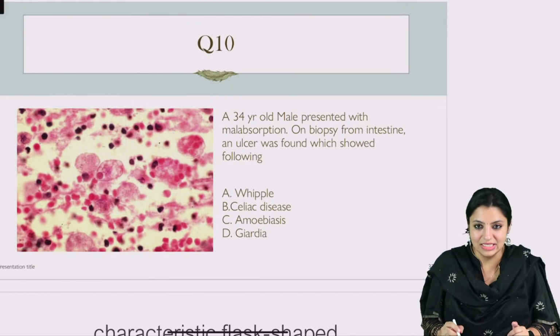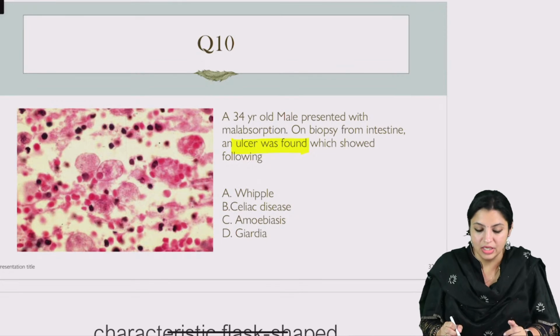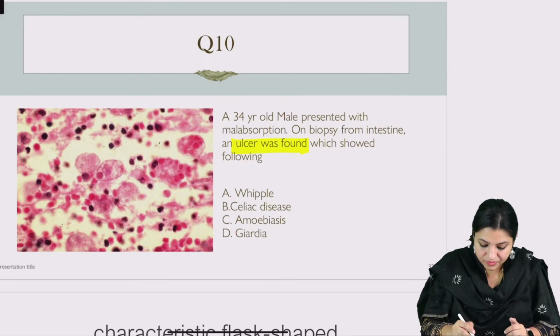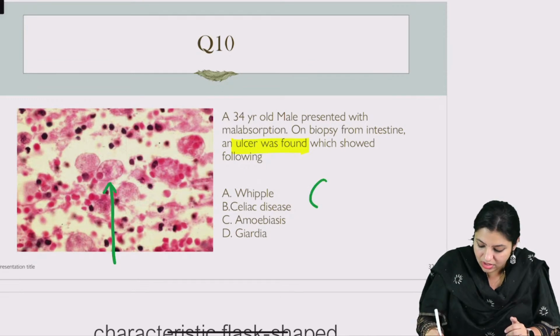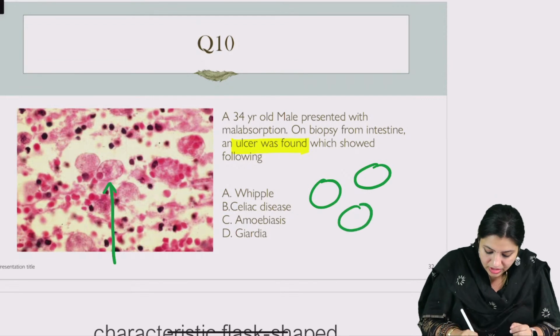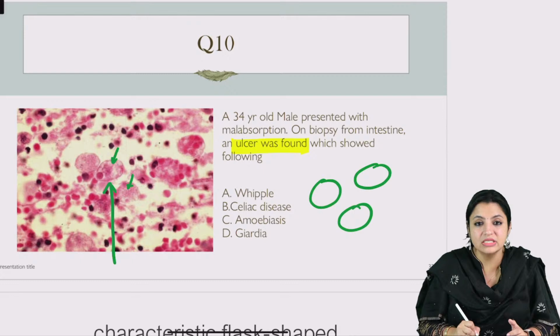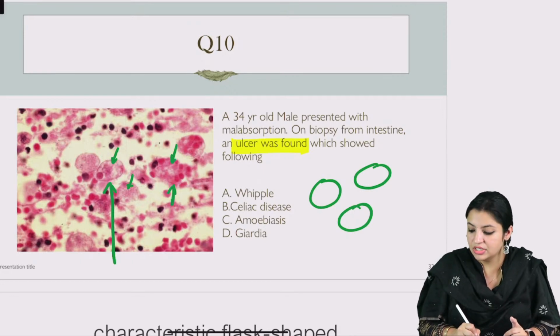Let's quickly see this. This is a 34-year-old male who presents with malabsorption. On biopsy from the intestine, an ulcer was found. What is this ulcer showing? Guys, if you look at this, can you see these small structures, and it has some blood also in it? It has some vacuoles in it, it has some blood in it. These are nothing but entamoeba, and this condition is amoebiasis.